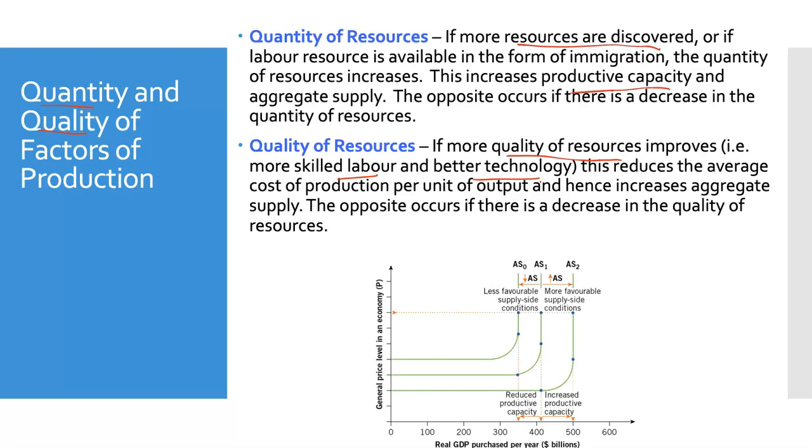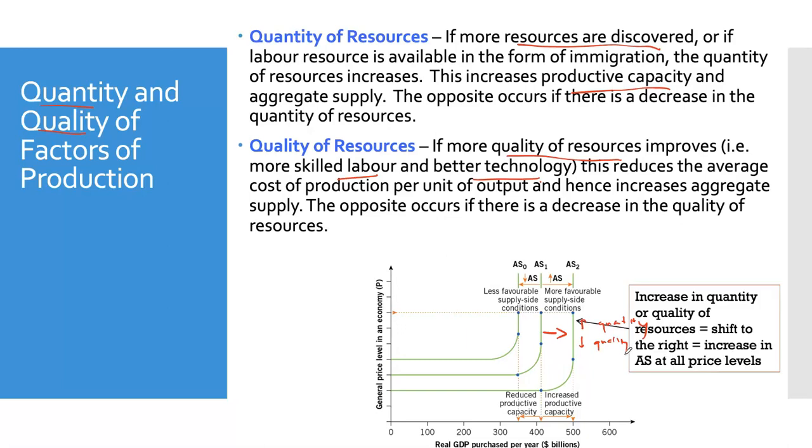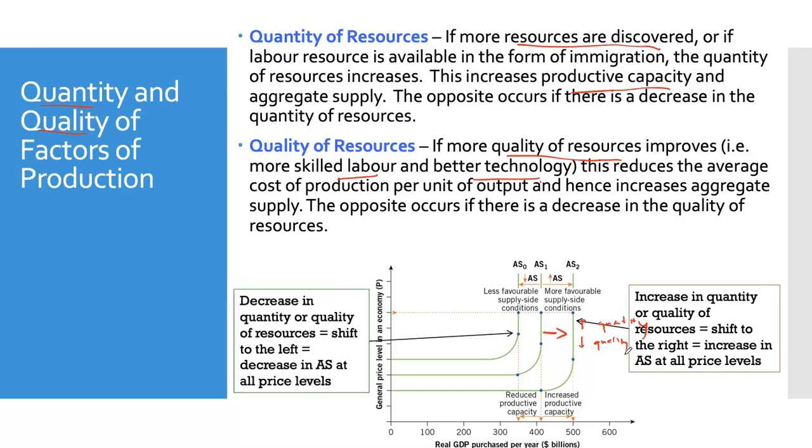So we can see this will create a shift to the right if we have increased quantity or quality. And as you can see here, an increase in quantity or quality will shift to the right, and a decrease in the quantity or quality of resources will result in a shift to the left.